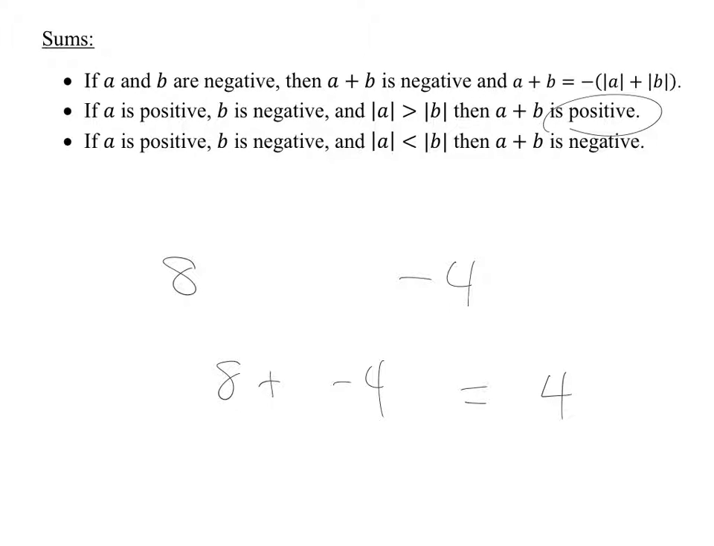And this is obvious. If the bigger of the 2 numbers is positive, the sum is positive. If the bigger of the 2 numbers is negative, the sum is negative. That's the third rule. Okay? So again, if I switched these signs and made it -8 and +4, the answer would be -4 now. That's all these rules are saying.